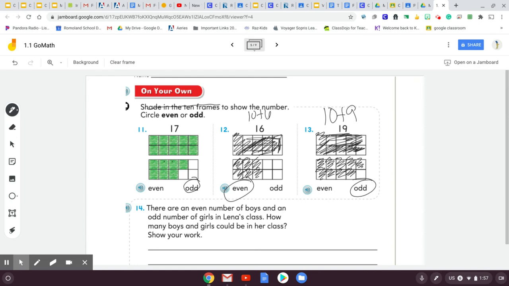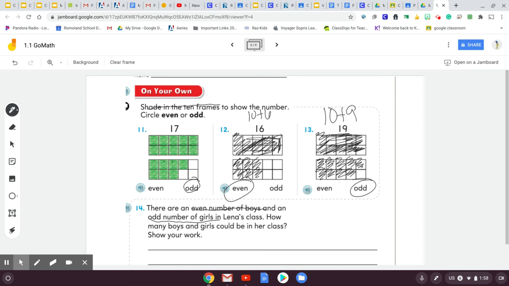Let's come down here to number 14. There are an even number of boys and an odd number of girls in Lena's class. How many boys and girls could be in her class? Show your work. I'm going to read it one more time, and then I'm going to underline stuff. There are an even number of boys and an odd number of girls.